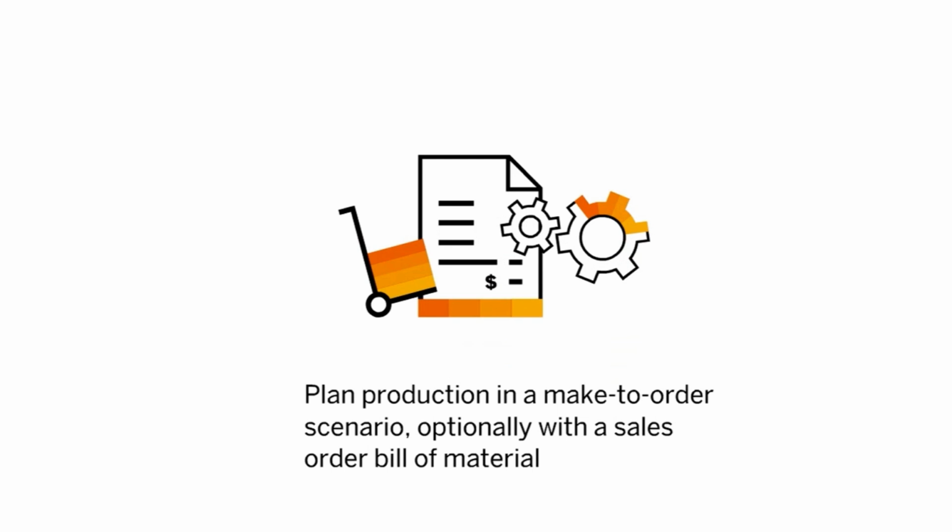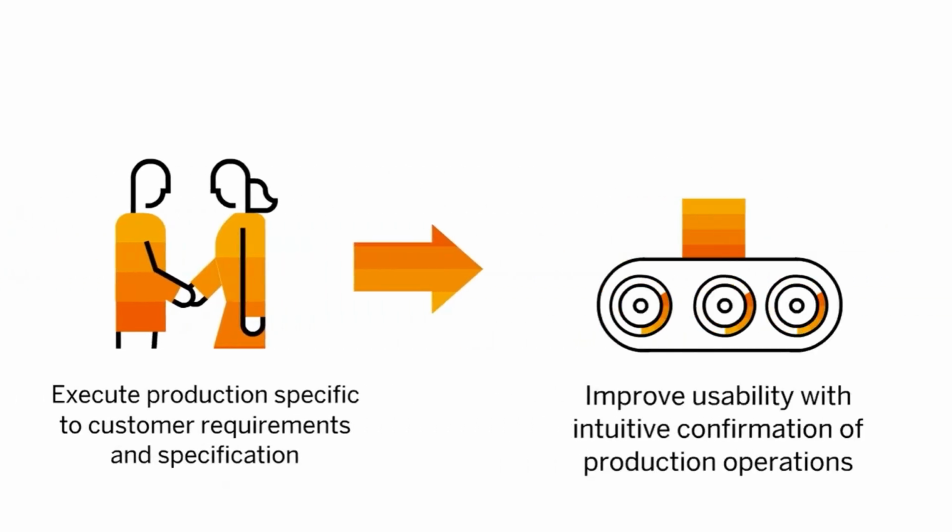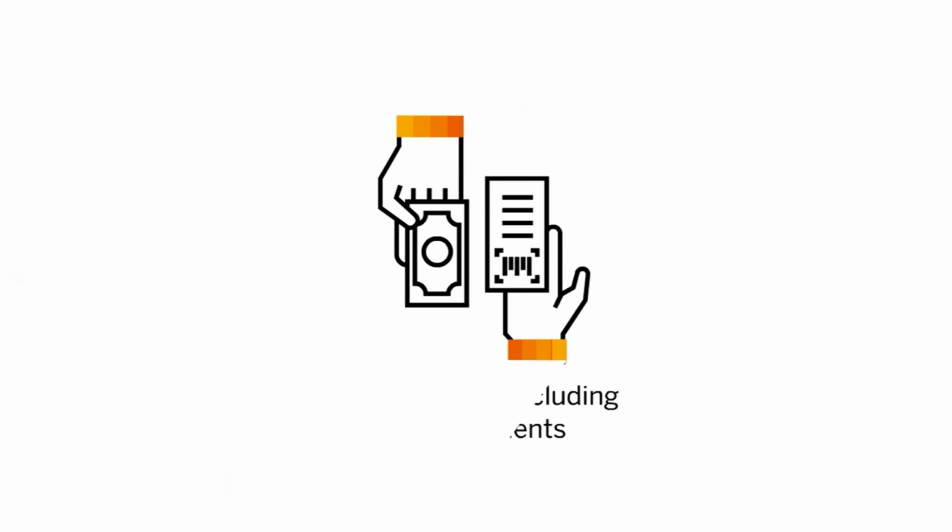Plan production in a make-to-order scenario, optionally with a sales order bill of material. Execute production specific to customer requirements and specification. Improve usability with intuitive confirmation of production operations. Use billing plan, including down payments.